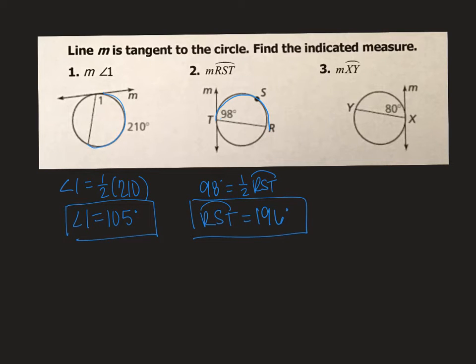And then in number 3, we want to know the measure of arc XY. So that angle, 80 degrees, would be half of that arc XY. So we're going to multiply the 80 by 2 to get 160 for arc XY.